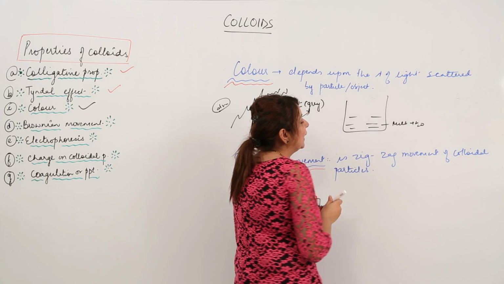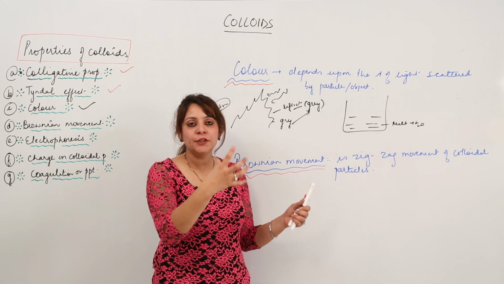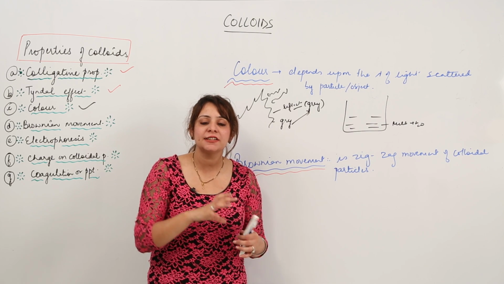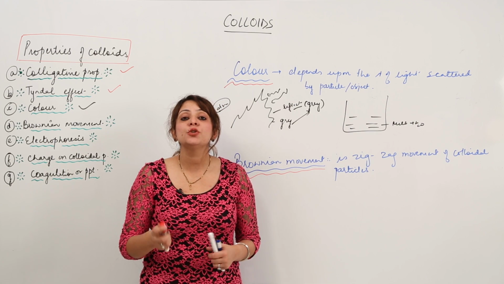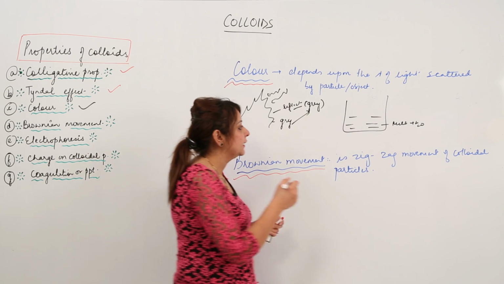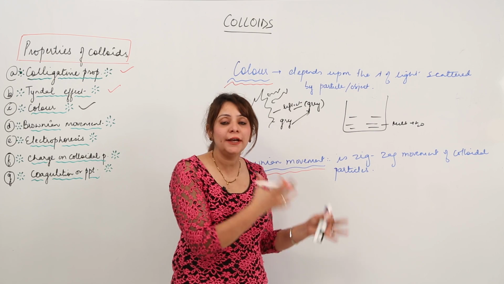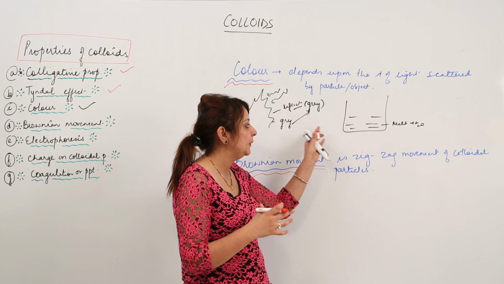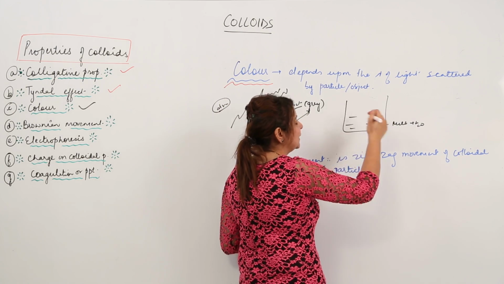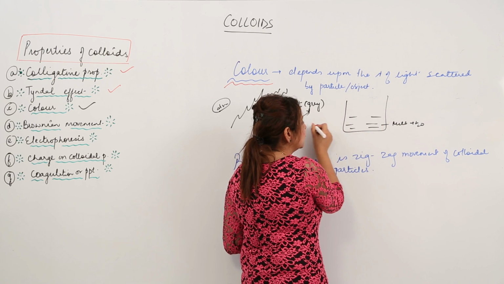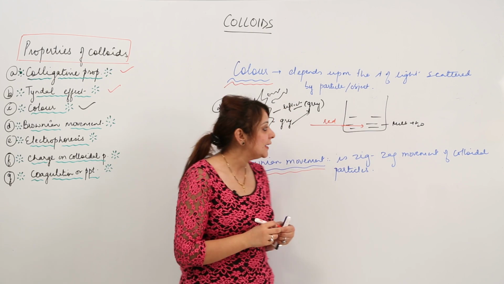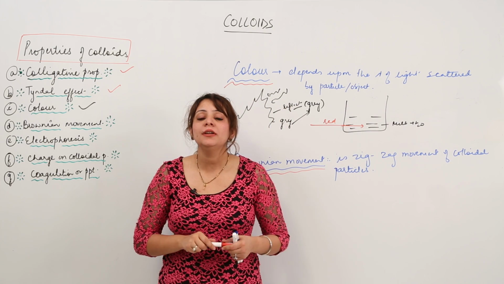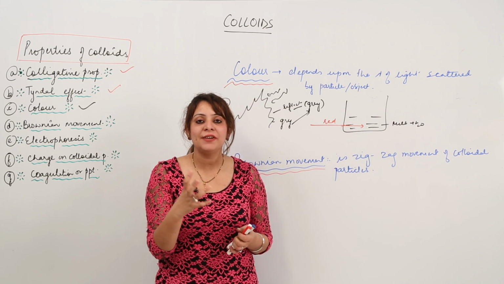When light falls on it, it absorbs certain light and scatters some other wavelength of light, and due to the scattering of that wavelength, the color of the colloidal solution is like that. For example, when light falls on it, it scatters red color, and that is why it appears to be red.